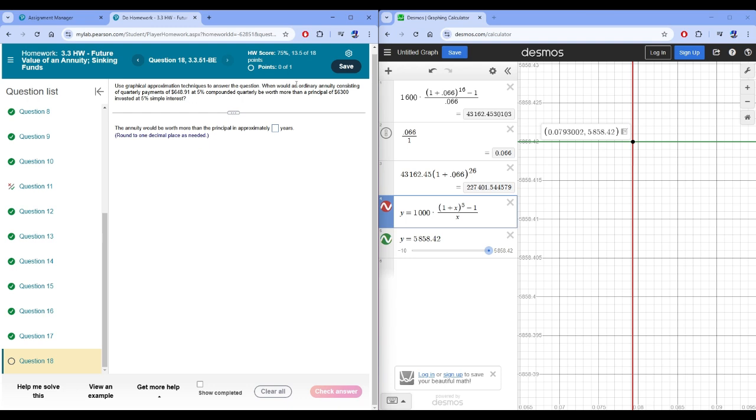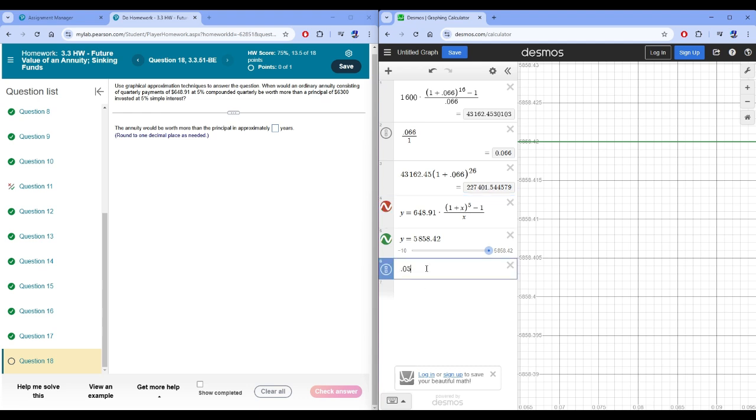Okay. Same information. When would an ordinary annuity costing quarterly payments of 648.91 at 5%. So that's going to be quarterly is 0.05 divided by 4 is going to be 0.0125. How many years? Let's put that into the 4x. And when is y equal to 6,300?